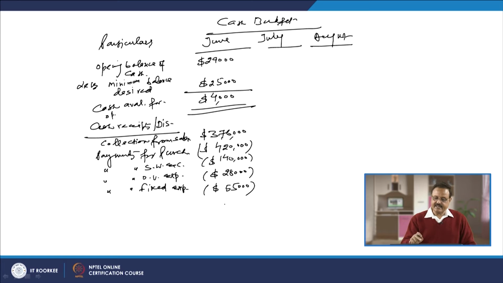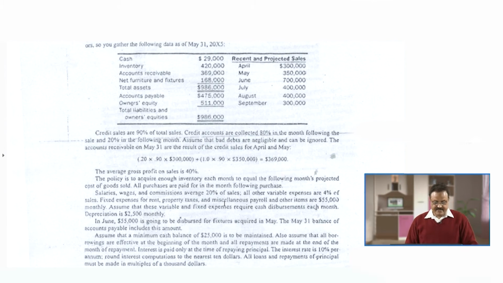Now, let us see, is there any other head of expense? Yes, there is another head of expense we will have to look at. Fixed expenses for rent, property and taxes and miscellaneous payrolls and other items are $55,000 monthly, which we have already taken. Assume that these variable and fixed expenses require cash disbursements each month. Depreciation is 2,500 monthly, which is not a cash expense. So we take it straightway in the profit and loss account, because depreciation is a non-cash expense. It is not part of the cash budget.